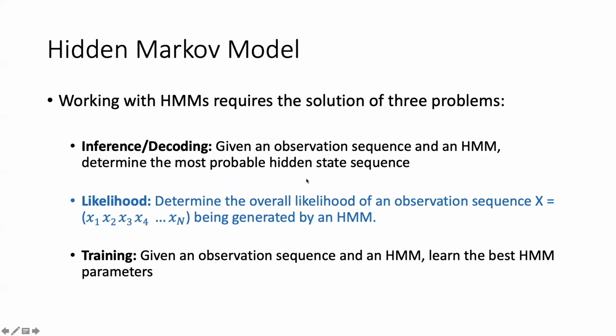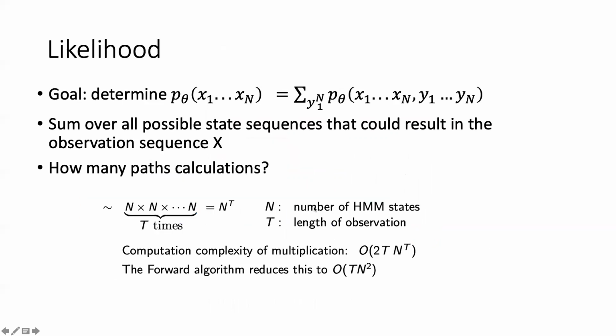And the second problem is the likelihood computation problem. Here the goal is to determine the likelihood of the data, p theta of x1 to xn, given the observation sequence x1 to xn. Since we don't have access to the hidden states, we have to marginalize over all possible hidden state sequences. Summing over all possible state sequences could be computationally expensive.